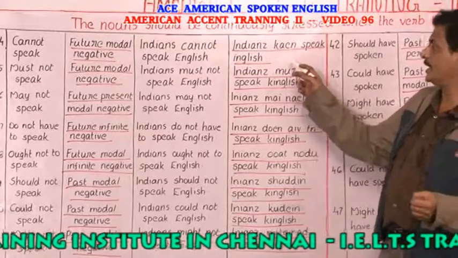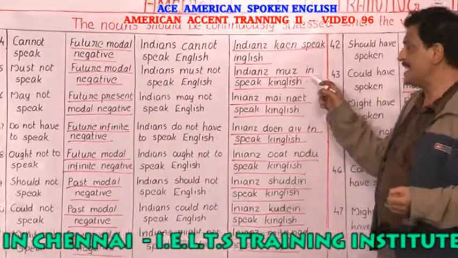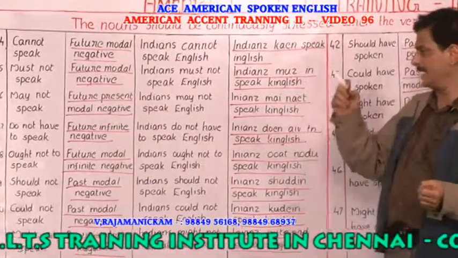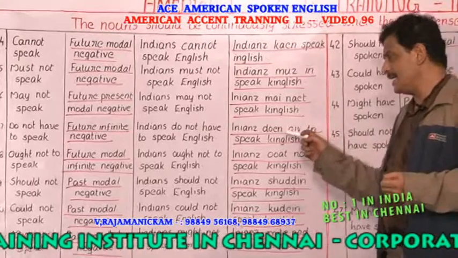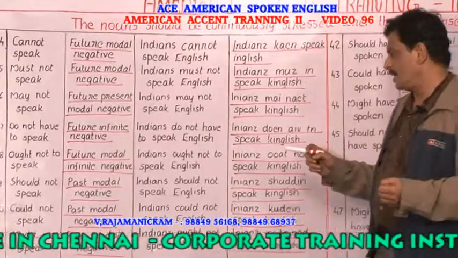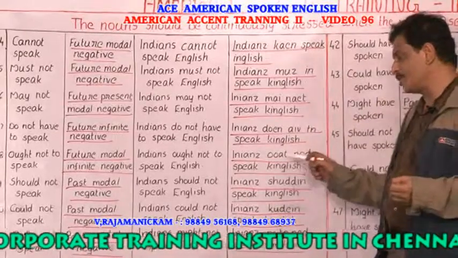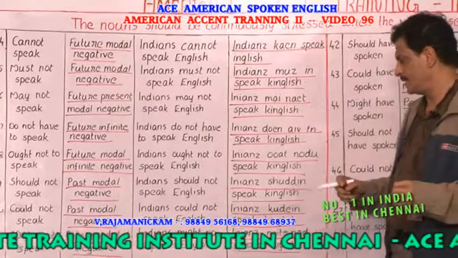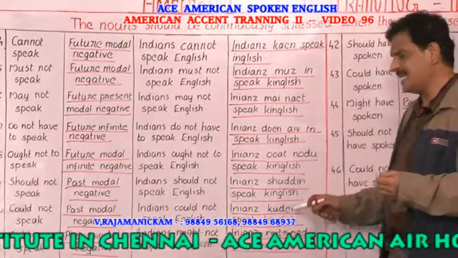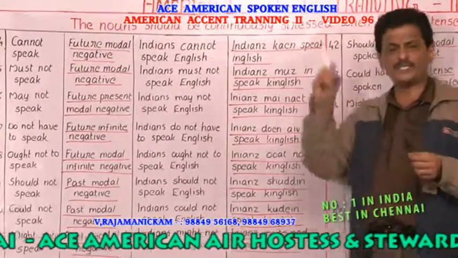So everybody say together, Indians can speak in English. Indians mustn't speak in English. Indians may not speak in English. Indians do not have to speak in English. Indians don't have to speak in English. Indians are not to speak in English. Indians shouldn't speak in English. Indians couldn't speak in English. Indians might not speak in English.